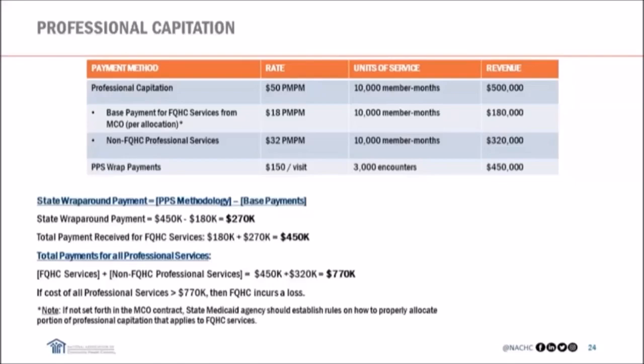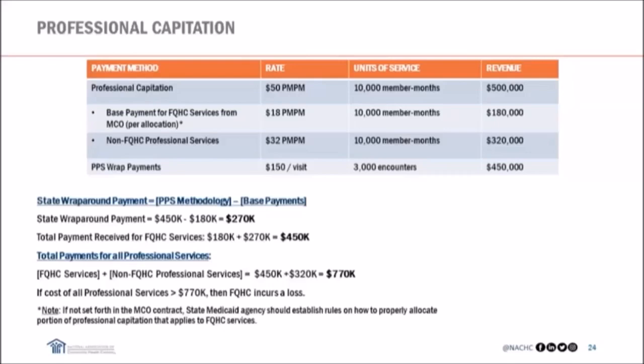So I would say a health center might incur some risk and additional scrutiny if the health center is deciding, of that $50 PMPM, 18 goes to me for FQHC services, and 32 goes to me to pay for professional services. The reason you might be scrutinized is that if the FQHC estimates too low the amount allocated to them for services, the state's going to end up paying more in wraparound.